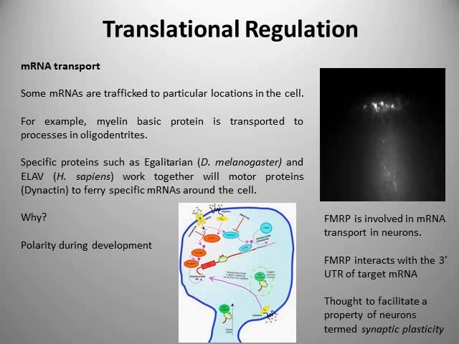You can have short-term changes, which might last for a few seconds, and you can have long-term or even permanent changes to what's going on at the synaptic junction of neurons based on this synaptic plasticity. And it's currently thought that FMRP might be very important in establishing this during the formation of neural networks in the brain. Very exciting area.